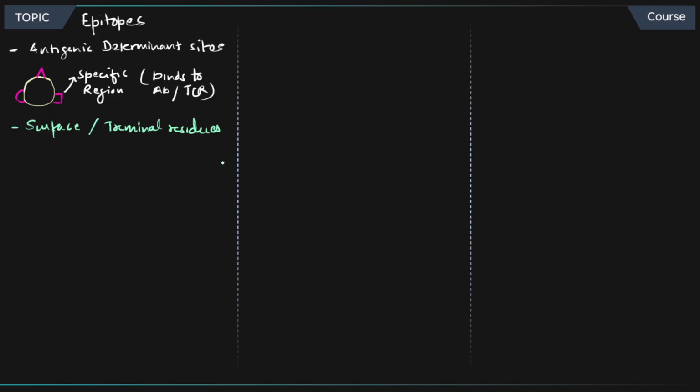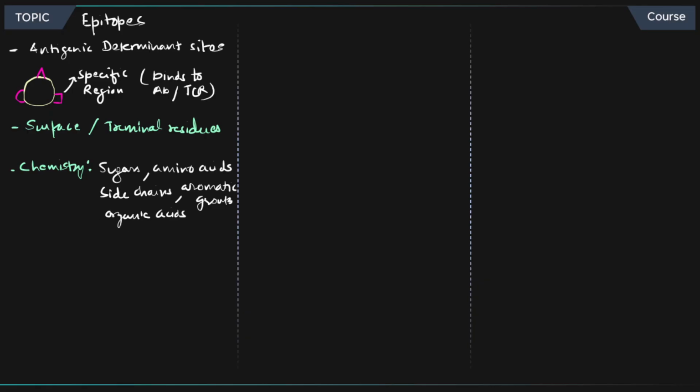Very important point, right? If we talk about chemistry, these can be sugars, that is glycans. These can be amino acids, very important point. Side chains of molecules, aromatic groups even, okay? And then organic acids. They can all act as epitopes. And this is the one which actually binds with the antibody.